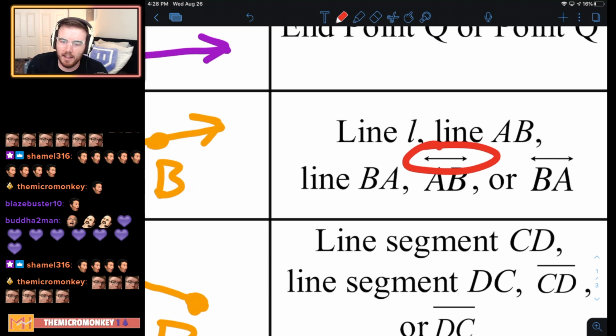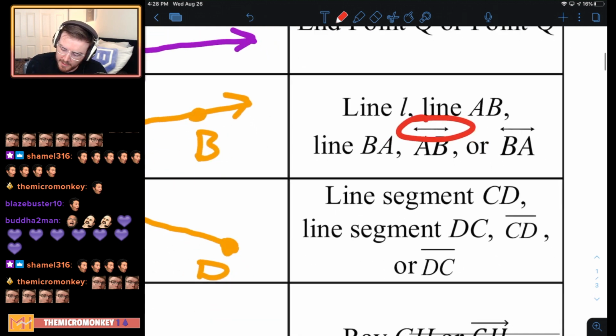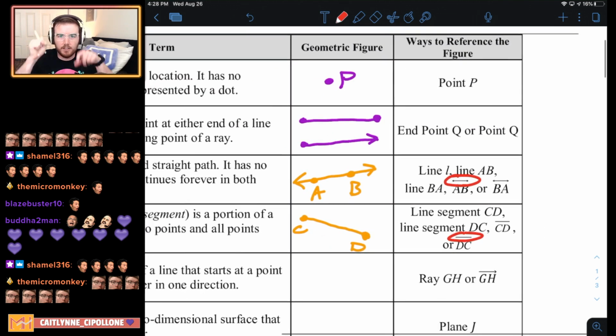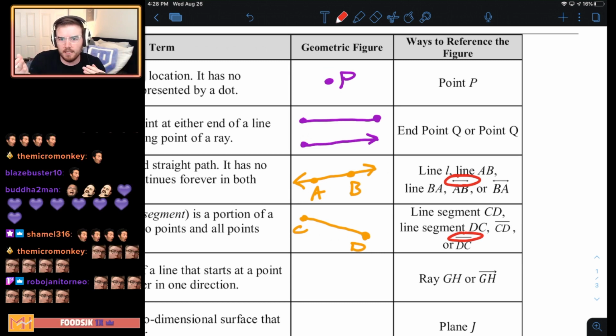That means it's a line. Whereas if it's a single bar over the top, that means it's a segment, right? You have to connect 2 points to make a segment or a line. It takes 2 points, A and B, C and D, but the difference is a line is infinite whereas a segment has a clear beginning and end.